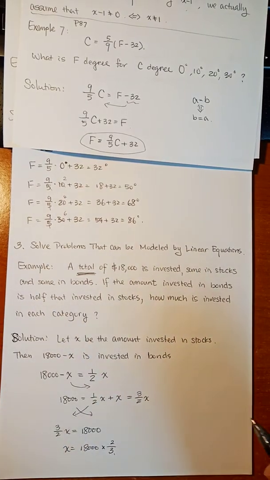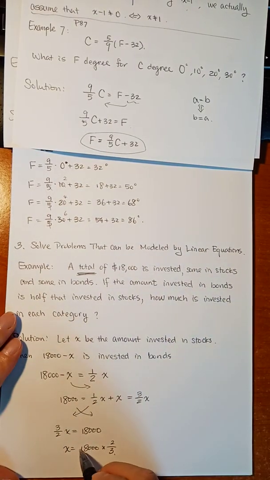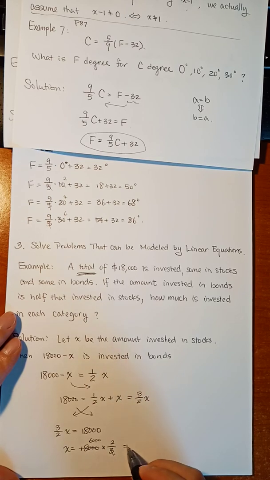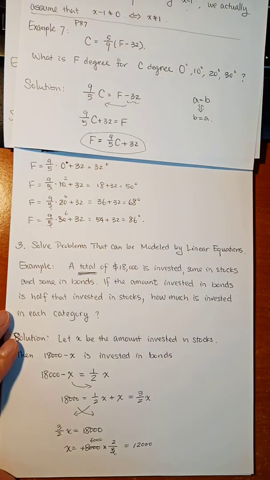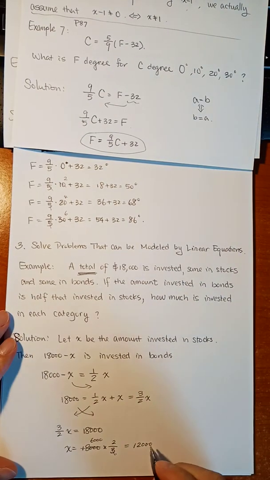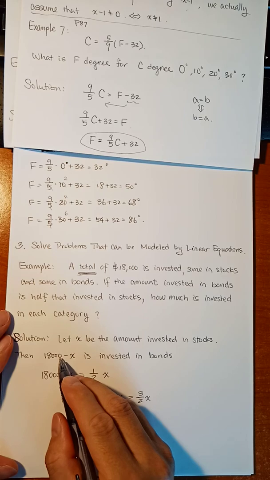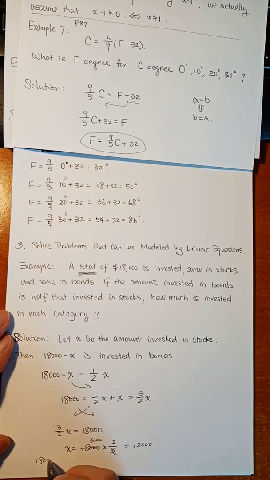You want to cancel this 3 halves. Okay, so cancel 3, 18,000 cancel with the 3, you get 6,000 times 2 is 12,000. Okay, X is 12,000. Then the 18,000 minus 12,000 is 6,000.